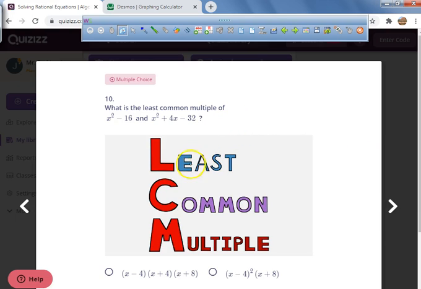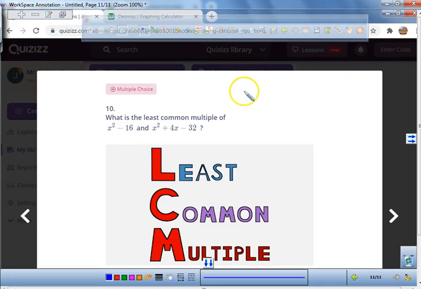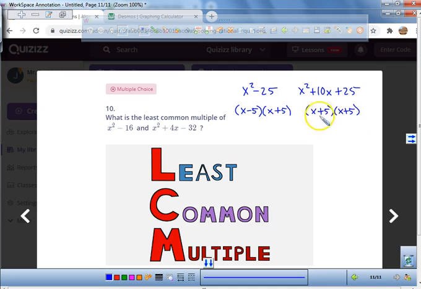Okay, so what is the least common multiple? I'm going to give you an example. Let's say we had x squared minus 25 and x squared plus 10x plus 25. Now this one factors to x minus 5 and x plus 5. But this one factors to x plus 5 and x plus 5. Okay, so here's the thing. This one has 2 x plus 5s, this one has 1. So I have to have at least 2 of them.